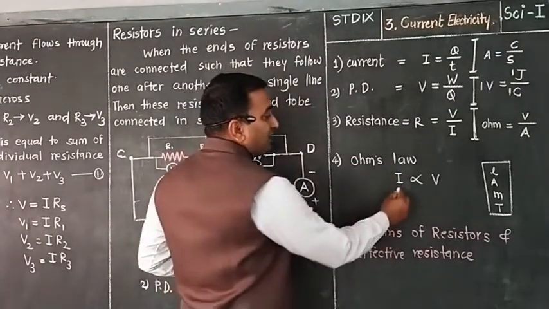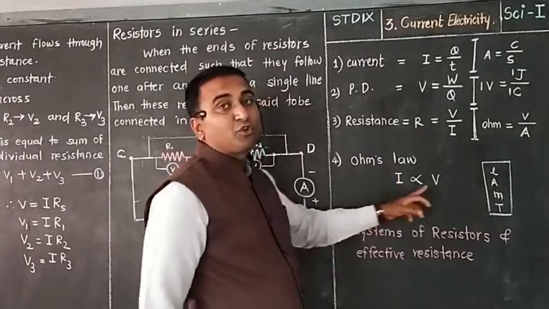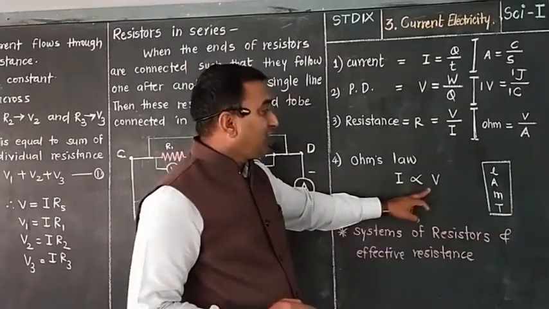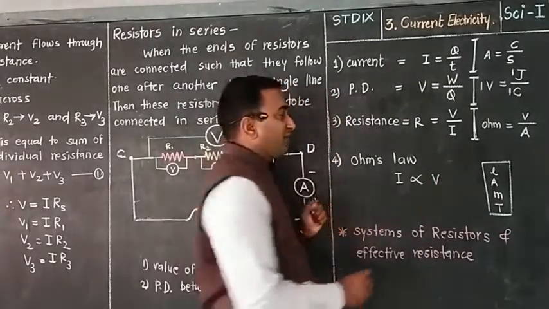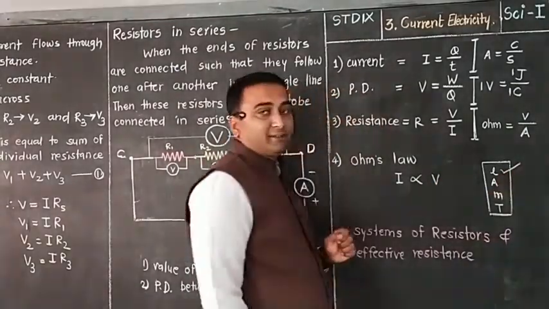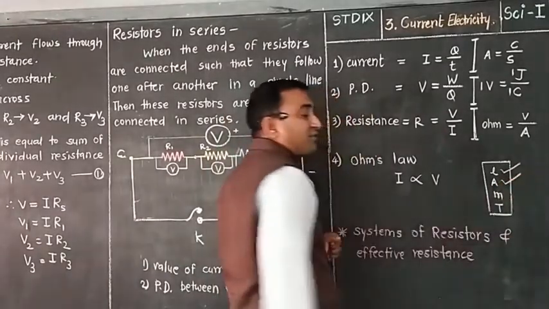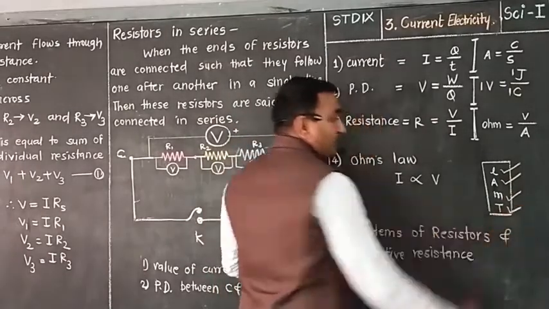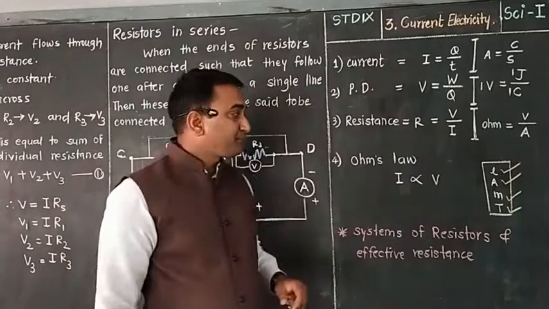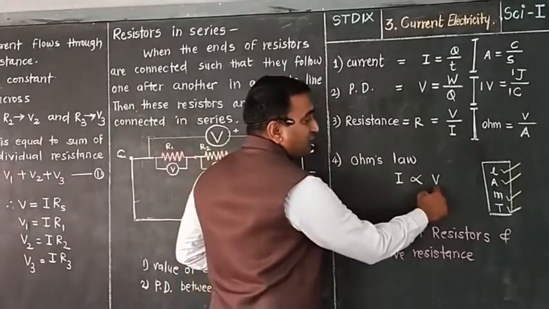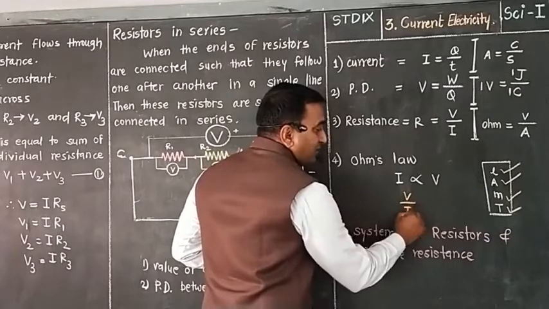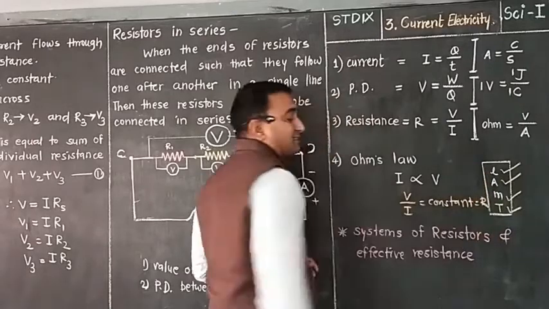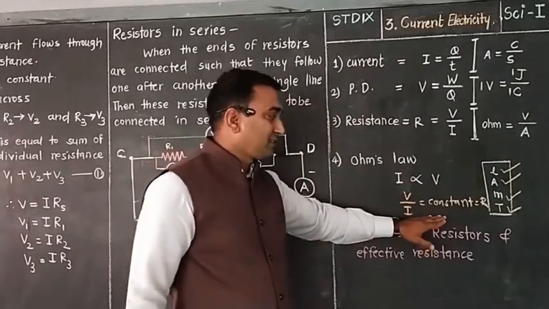We have discussed that the current in the circuit is directly proportional to the potential difference between the two terminals of a wire if 4 factors are constant. What is the first factor? First factor is length of wire. Second, area of cross section of a wire. Third, material of a wire. And fourth, temperature, that we have discussed in the last sessions. Then, if I is directly proportional to V, then V divided by I is constant, and that constant is nothing but resistance. That also we have discussed with the help of Ohm's law.